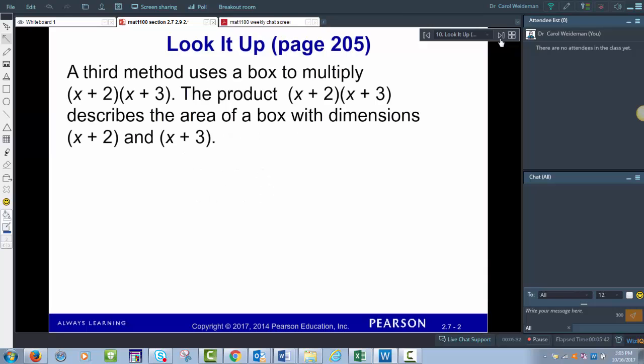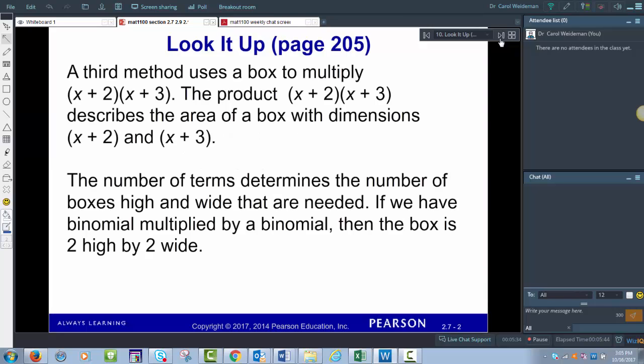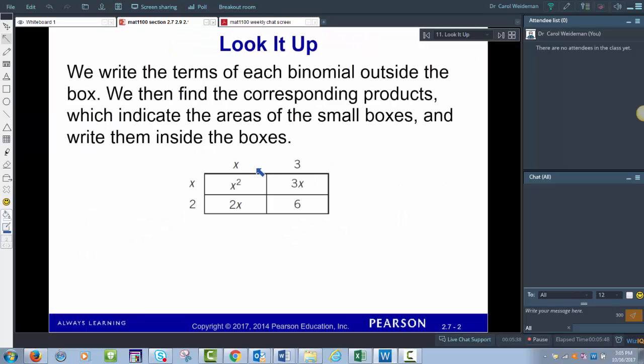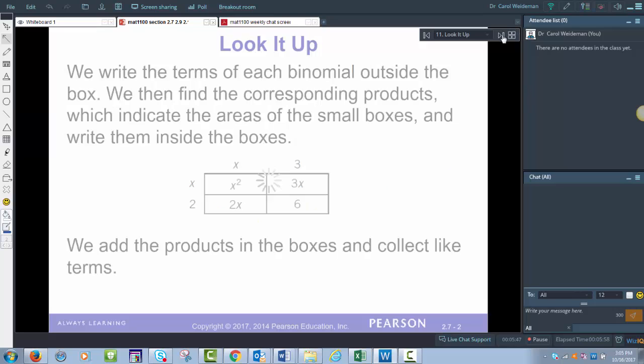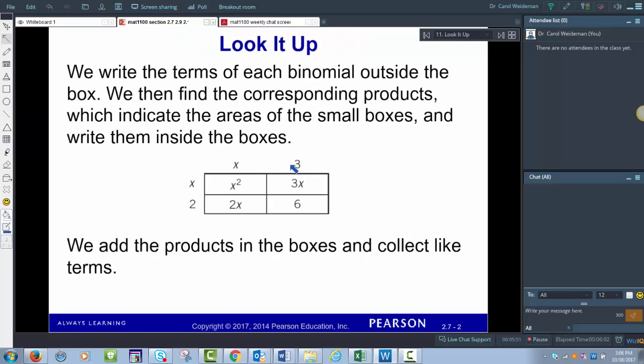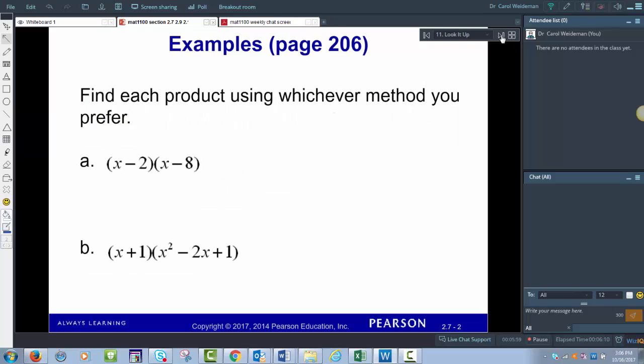The other way you can use is the box method, and some students like to use the box method, where you create boxes with the terms here, and then you do the multiplication. So x times x is x squared, x times 3 is 3x, 2x, 6, and then add up the terms in the boxes and then collect the like terms. Let me go back for a second. If you had negatives here, you would have to remember to put that negative as part of the term that's above the column or in front of the row, so you want to watch your signs.